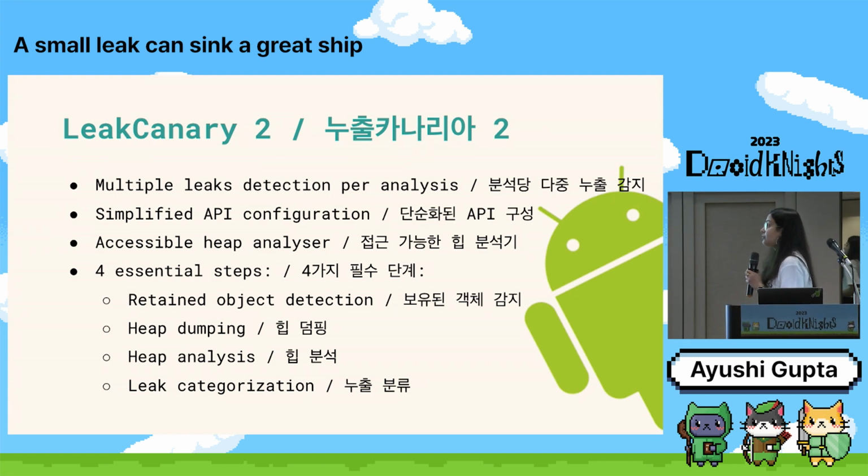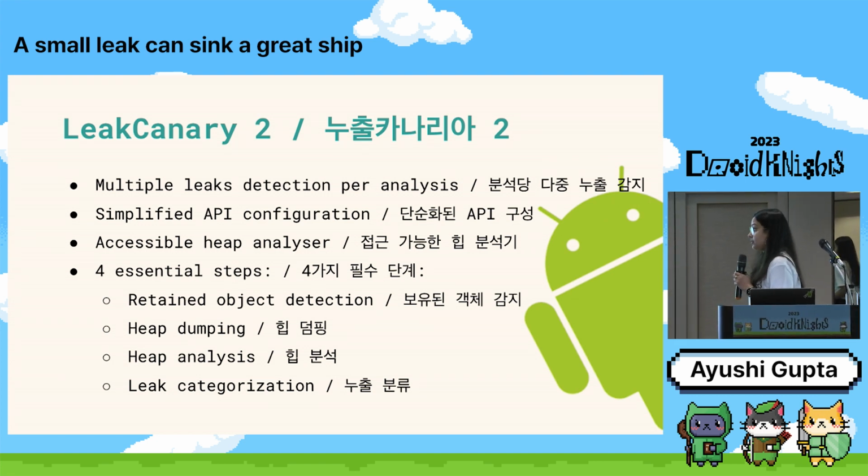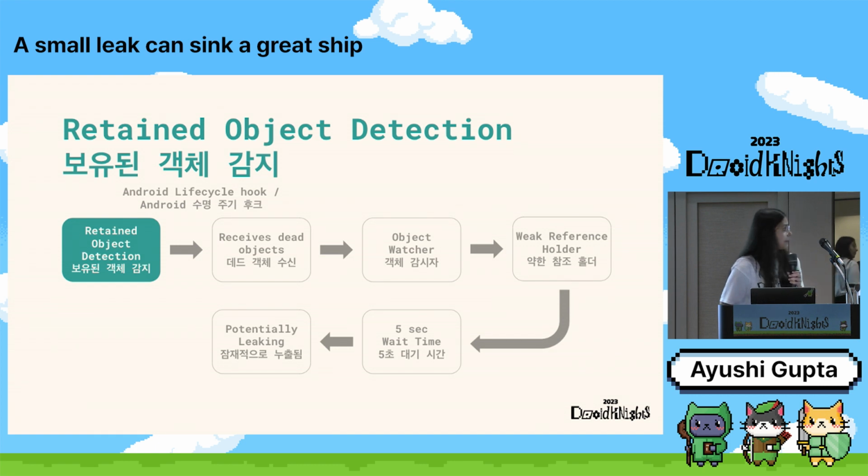LeakCanary is going to do these 4 steps for you when detecting memory leaks. First, it's going to detect the retained objects. Then it will try to give you the data by heap dumping. Then it will go with heap analysis. And the most important one is leak categorization. Let's see these steps in a bit more detail.